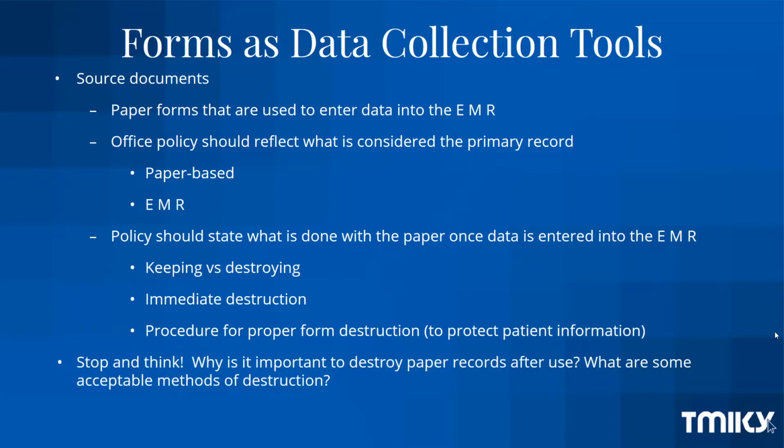So let's stop and think. Why is it important to destroy paper records after use? What are some acceptable methods of destruction? Well, let's remember the type of information that is sometimes listed on these forms, such as the address, social security numbers, and health information, which is all sensitive information. So making sure that information is destroyed so no one else can see it is very important. Now, when I think of an acceptable method of destruction, I automatically think of paper shredding.